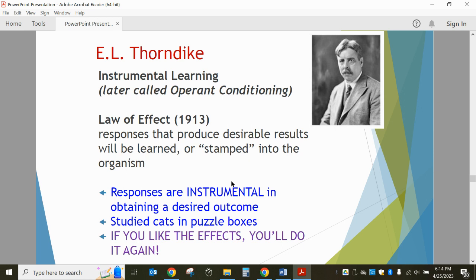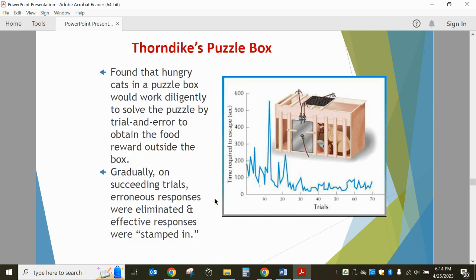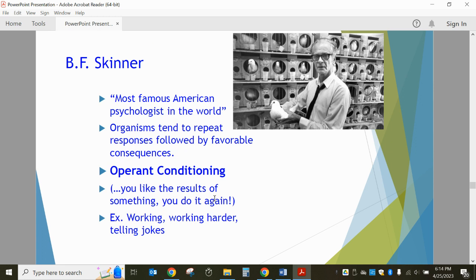E.L. Thorndike studied instrumental learning, what was later called operant conditioning, and his experiment was with cats in puzzle boxes, or the law of effect. Thorndike's puzzle box found that hungry cats in a puzzle box would work diligently to solve the problem by trial and error, and eventually they would get out. So when there was a reward, they liked it and they got out.